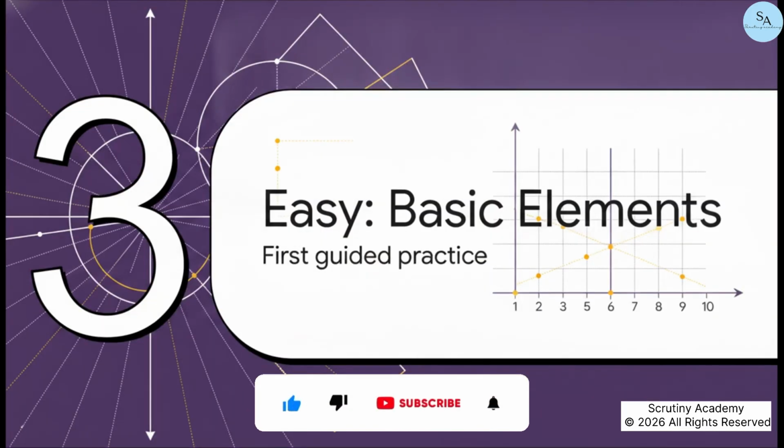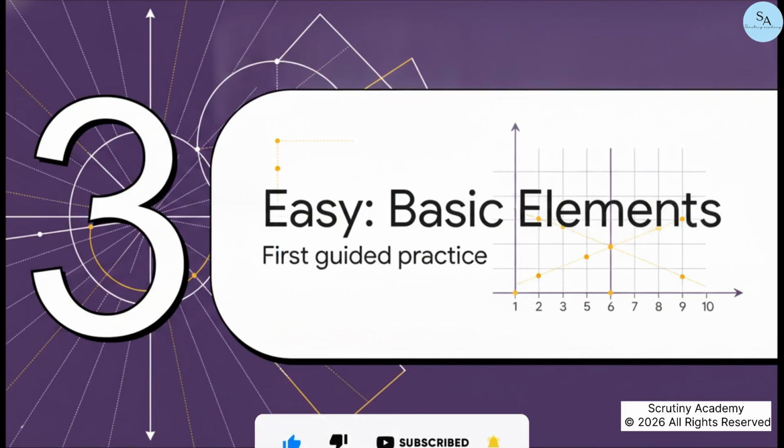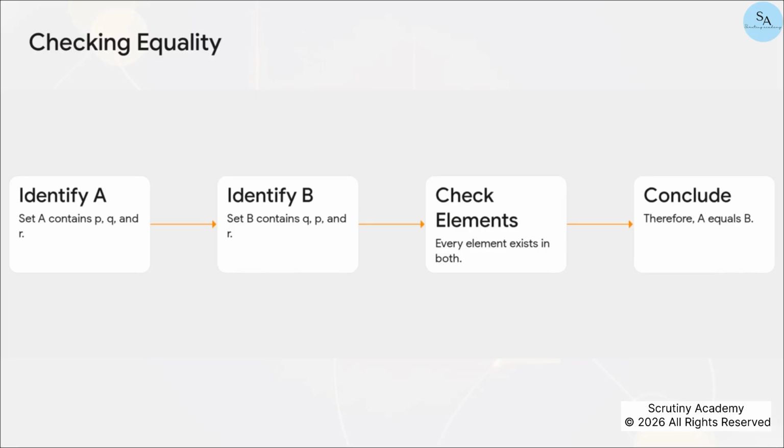Moving on to Section 3. Easy level basic elements. This will be your first guided practice. All right, let's look at example 7 from our source. Step 1. Identify what's given. Set A contains the letters P, Q, and R. Set B contains Q, P, and R.